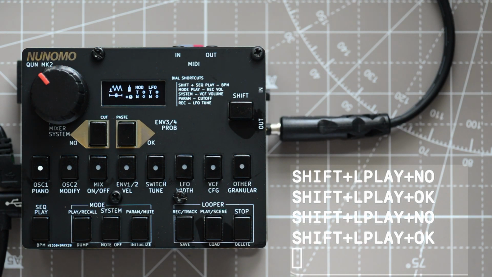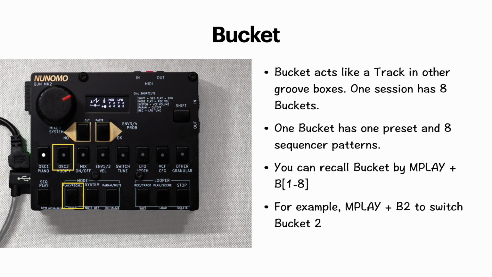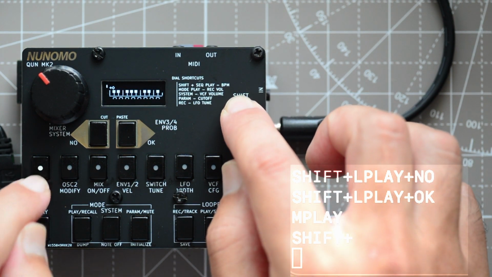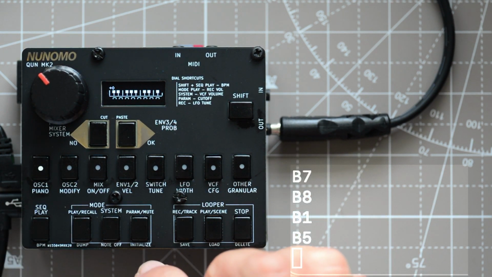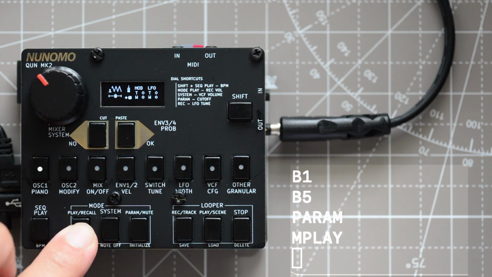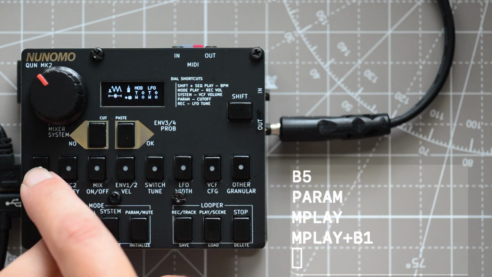And the next is a bucket. Bucket basically acts like a track in other groove boxes. So for example, right now I just changed the default preset to the triangle wave, and if I play this for now, like this, and then go back to parameter mode, and then to switch the bucket, press this button. It says recall, and then press button 1 to 8. So right now I'm in bucket 1.